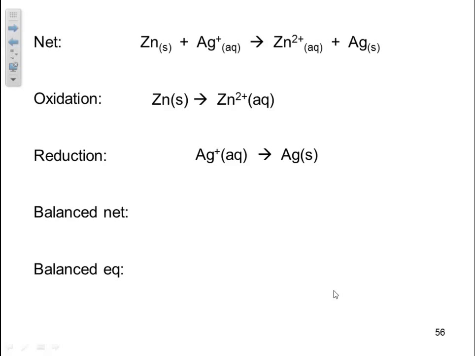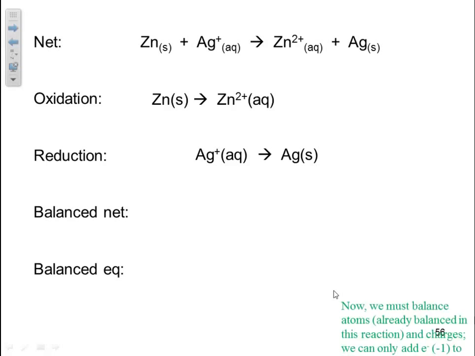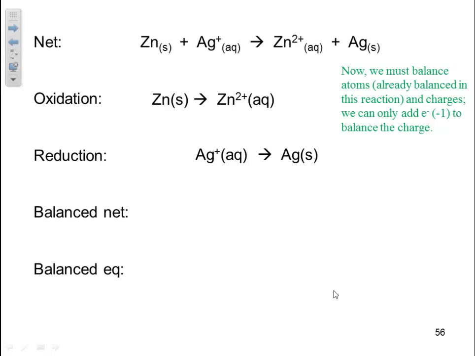Next thing I've got to do is make sure my atoms and charges are balanced. Now we must balance the atoms. However, in this case, everything's already balanced. I got 1 on each. And then I've got to balance the charges. The only thing I can do is add electrons, -1 charges, to balance the charge. So let's look at my total charges.